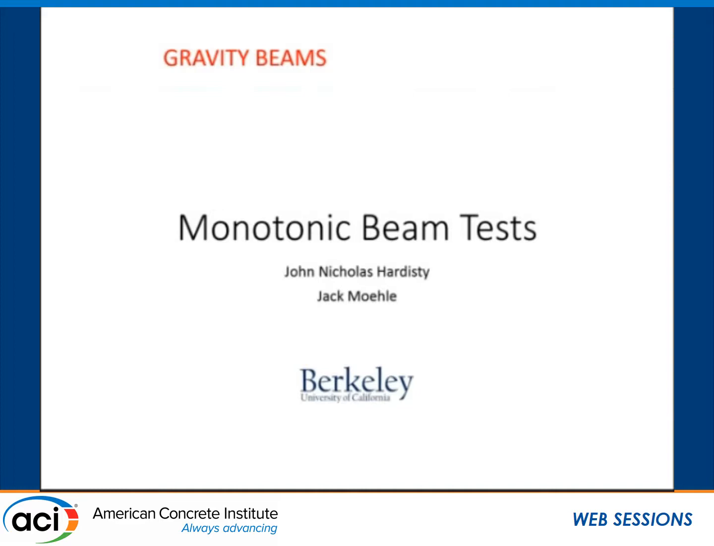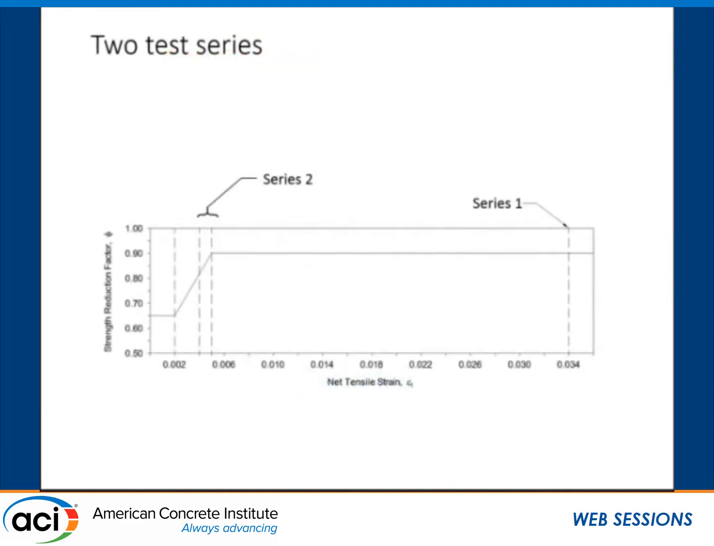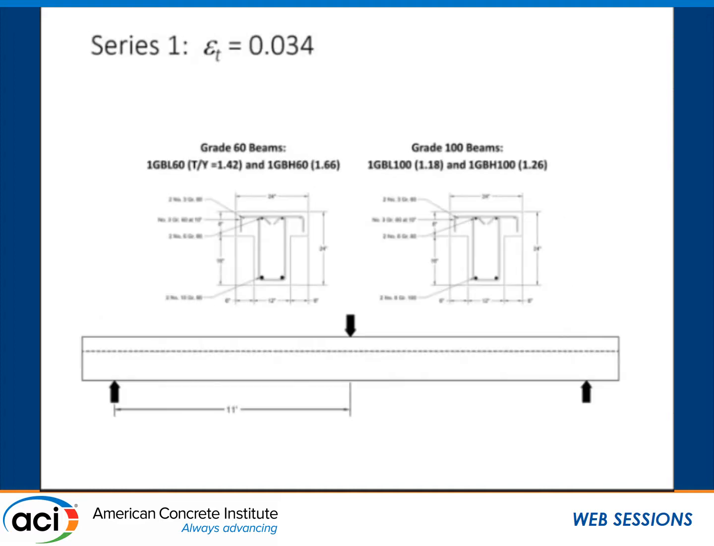One is at Berkeley by Nick Hardesty and Jack Maley. They're looking at what the allowable maximum or minimum reinforcement is for high-strength reinforcing bars, so beams that are very lightly reinforced or very highly reinforced. This is the 5-factor table chart in ACI 318. What should those limits be for high-strength reinforcing bars? So they tested lightly reinforced beams, looking at what those numbers should be.